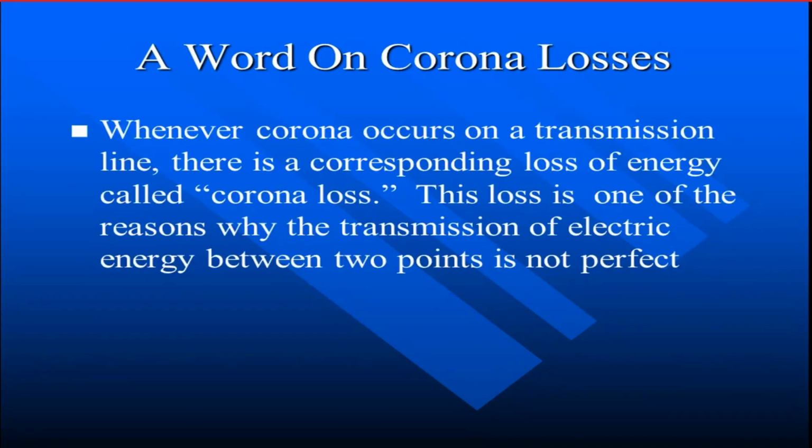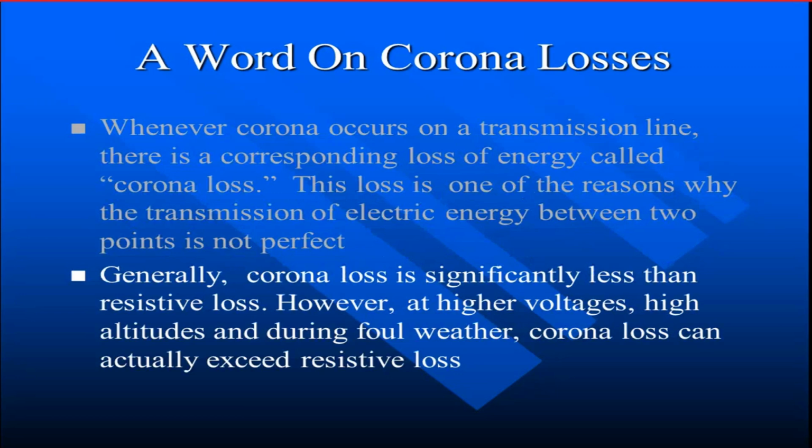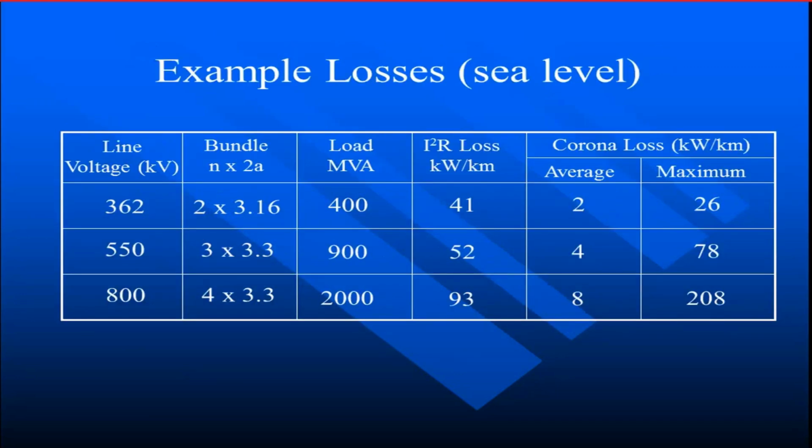So whenever corona occurs on a transmission line, there is a corresponding loss of energy called corona loss, and this loss is one of the reasons why the transmission of electric energy between two points is not perfect. Generally corona loss is significantly less, as we have just seen. So these are some voltage levels and bundle conductor configurations.